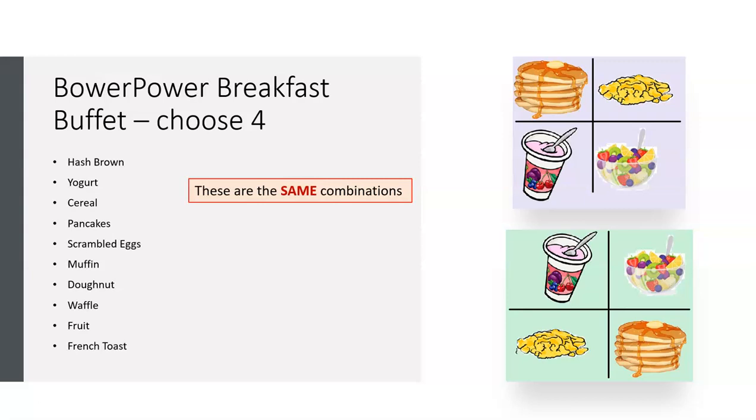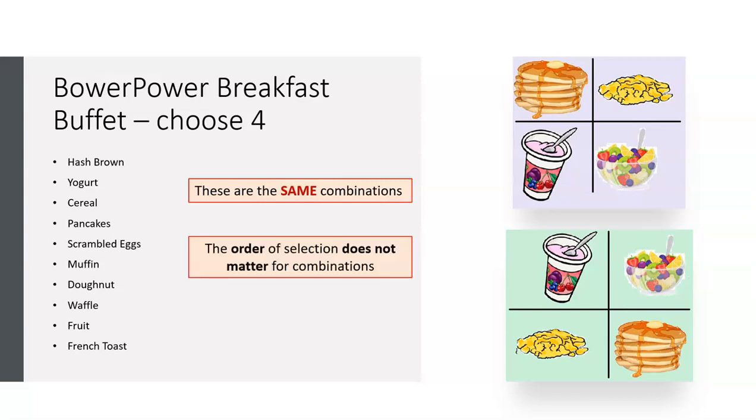And for this breakfast buffet, when you fill your plate, it doesn't matter what you picked first. It doesn't matter what you picked last. You're going to eat them all anyway. These two meals, the purple one and the green one, are the same combinations. They are the same meals. So again, the order of selection does not matter for combinations. It does for permutations, but not for combinations. So we don't know what order these got picked in, and it doesn't matter. They are the same combination.